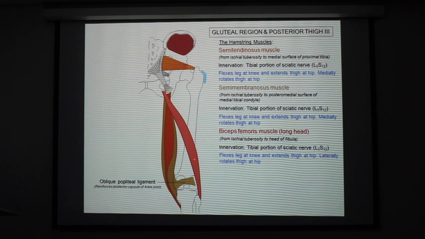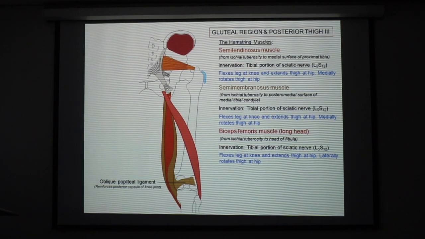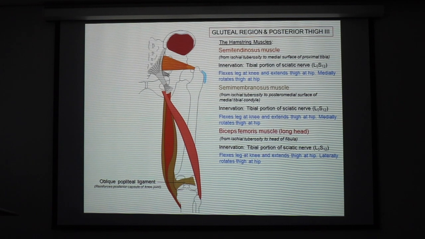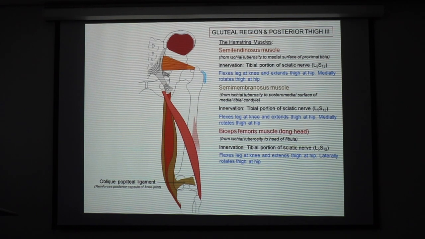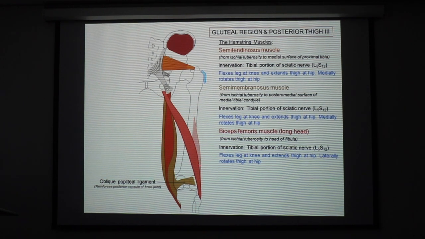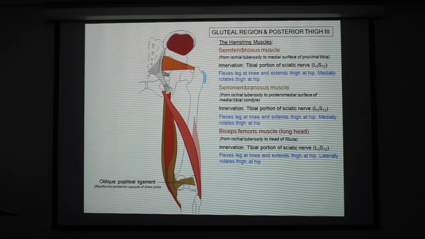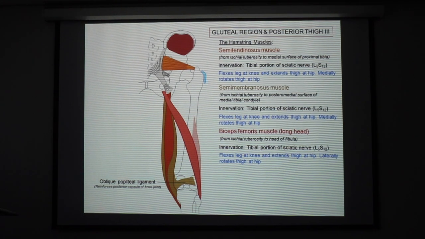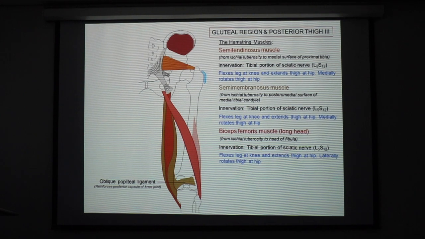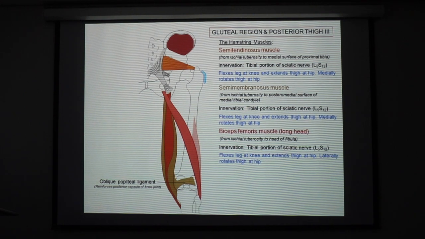The third of them is the biceps femoris. It has a long head which arises from the ischial tuberosity, and it also has a short head which arises from the lateral lip of the linea aspera. Both these heads are going to come together and get attached to the head of the fibula. The short head is supplied by the common peroneal portion of the sciatic nerve, while the long head of the biceps is supplied by the tibial portion of the sciatic nerve. Again, the function is the same: flexing the knee, extending the hip.